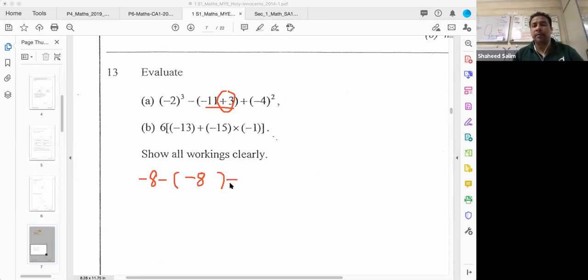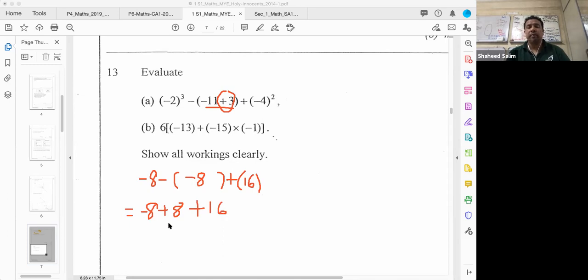Then plus this to the power of 2. So you get 16 now. 4 times 4, minus times minus goes plus. So now you go further. Now we remove the brackets. We remove all the brackets now. Minus 8, minus minus becomes plus 8. Okay. And then after that plus 16. Minus 8 plus 8 is 0. So the answer is 16.